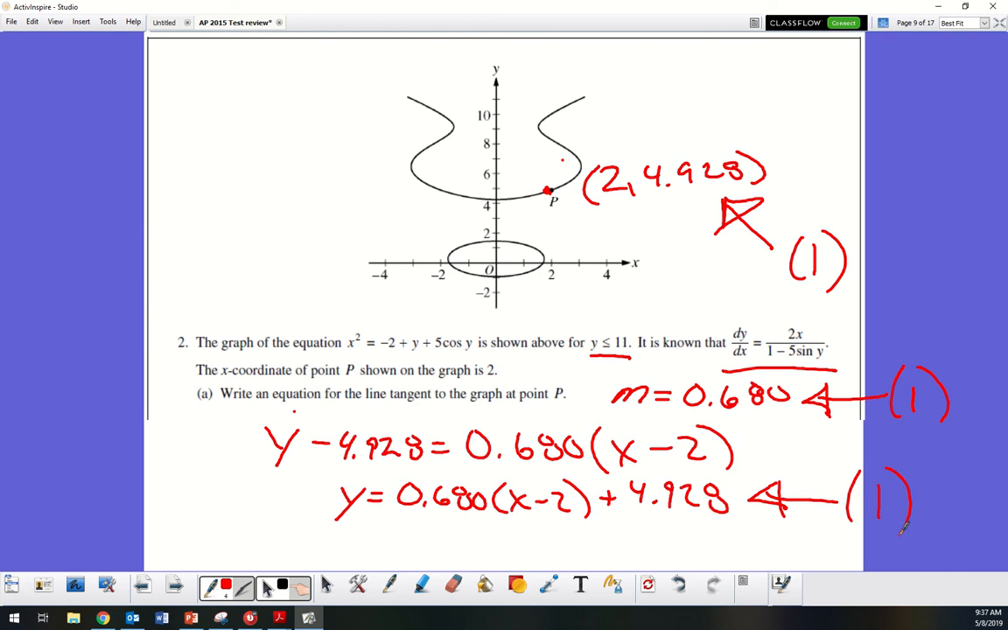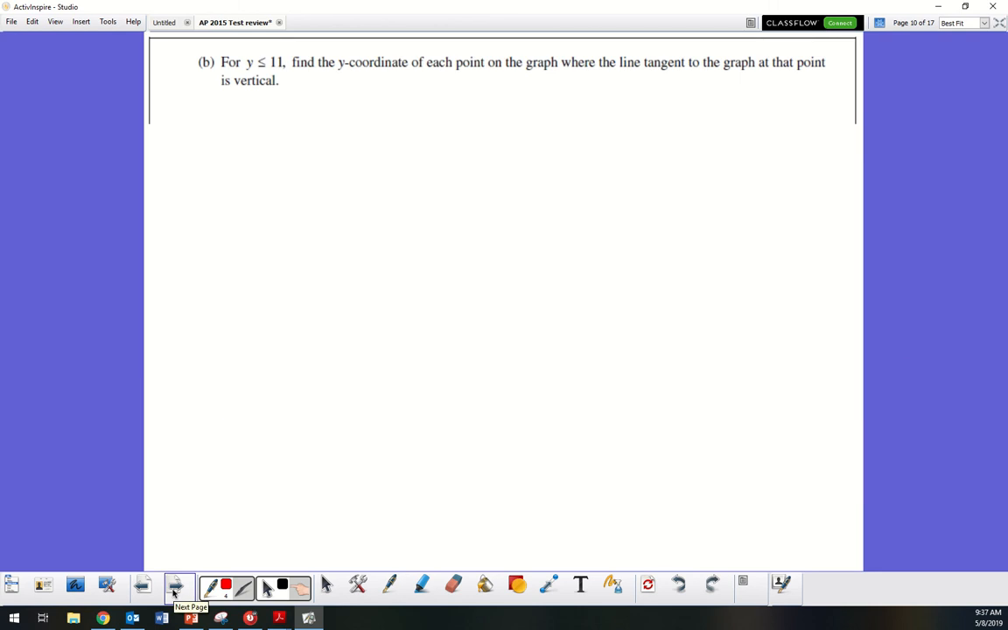Alright, I'm trying to hurry to finish this one. Find the y-coordinate of each point on the graph where the tangent line to the graph at the point is vertical. Now, crap, I'm not going to have time to finish this. We'll finish this one tomorrow. Okay, actually I'll just start a new video anyway, so I knew I was going to finish.